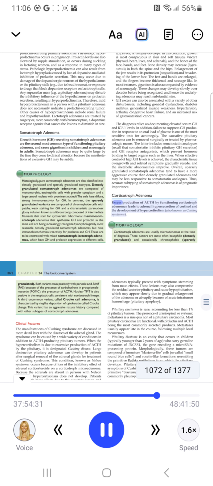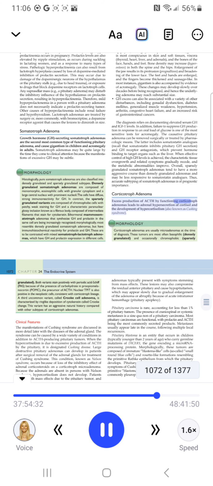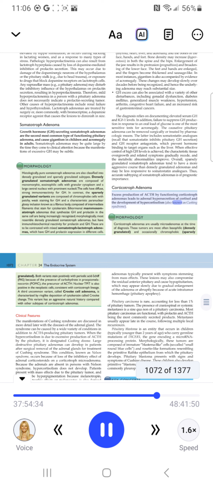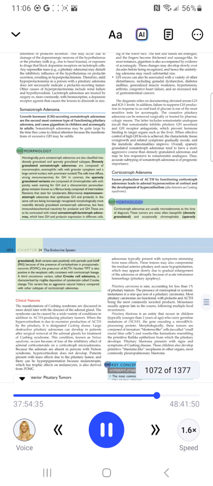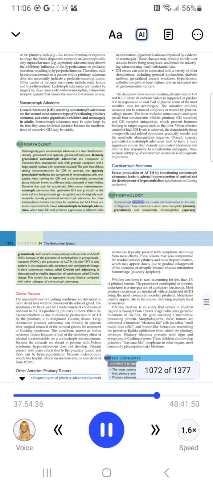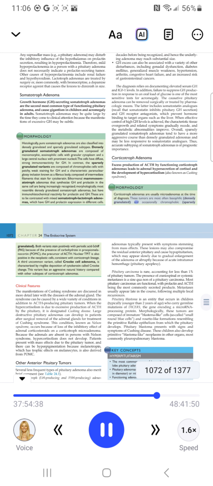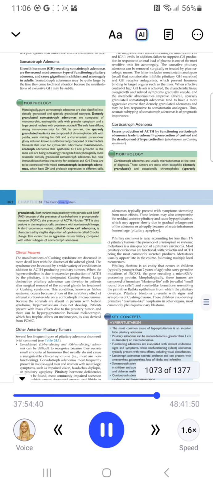Corticotroph adenoma. Excess production of ACTH by functioning corticotroph adenomas leads to adrenal hypersecretion of cortisol and the development of hypercortisolism, also known as Cushing syndrome. Morphology. Corticotroph adenomas are usually microadenomas at the time of diagnosis. These tumors are most often basophilic, densely granulated, and occasionally chromophobic, sparsely granulated.